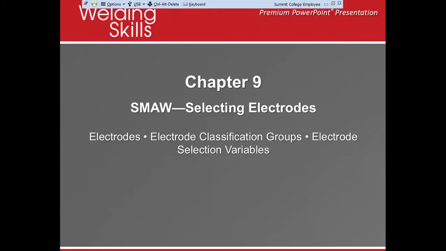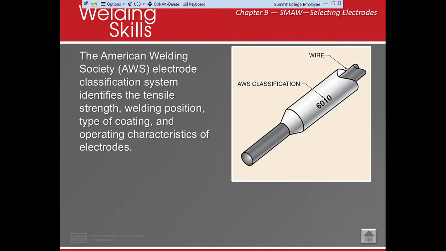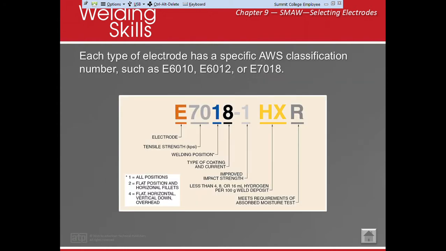All right, so we're going to go over selecting electrodes really quickly to make sure we understand. The American Welding Society has an electrode classification system, and it tells us whether it is an electrode or a rod. It identifies its tensile strength, welding position, type of coating, as well as polarity. So we have E for electrode. The first two numbers are tensile strength. The 1, 2, and 4 talk about position. 8 is the type of coating and polarity.